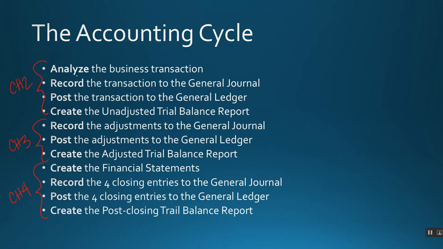So in Chapter 2, we're going to focus on analyzing the business transaction, recording it to the journal, posting it to the ledger, and creating the unadjusted trial balance. When we get to Chapter 3, we're going to focus on recording the adjustments to the journal, copying those adjustments to the ledger, and then creating the adjusted trial balance. And then in Chapter 4, we're going to focus on the financial statements and then closing out our temporary accounts.